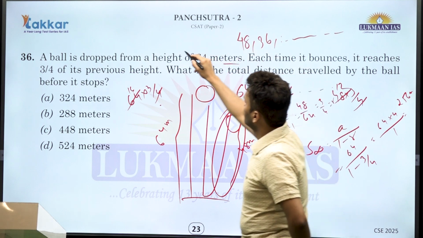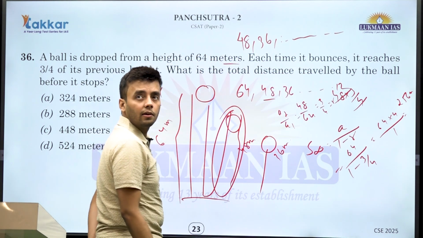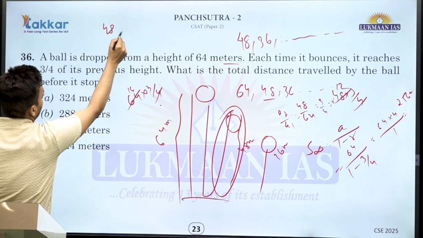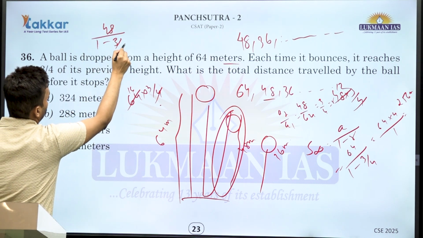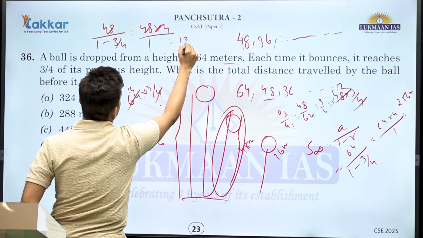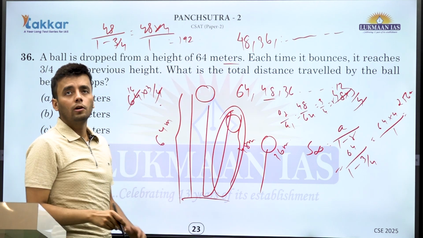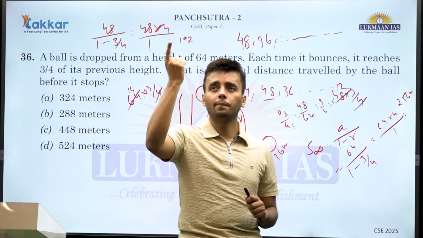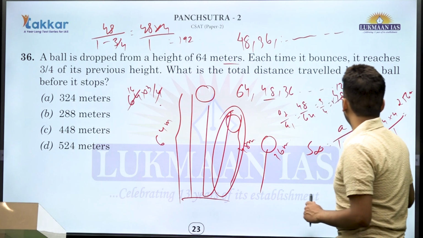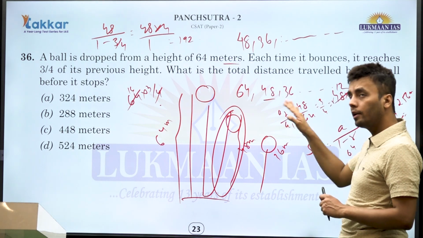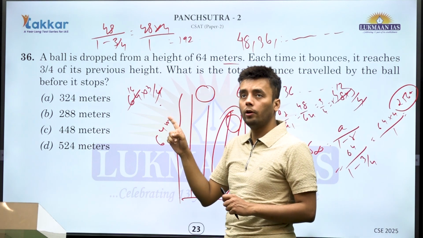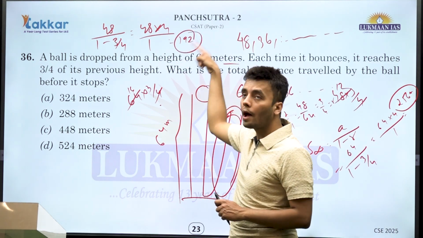Okay. So we can use the same equation here. The first term will be 48, 1 minus R, 3/4. 48 into 4 by 1, that will be 192 meter. Now this is a total distance. If it is going up, going down, both are counted, then the distance traveled while going down is 256 meter. But the distance traveling going up is 192. So we need to add all these.